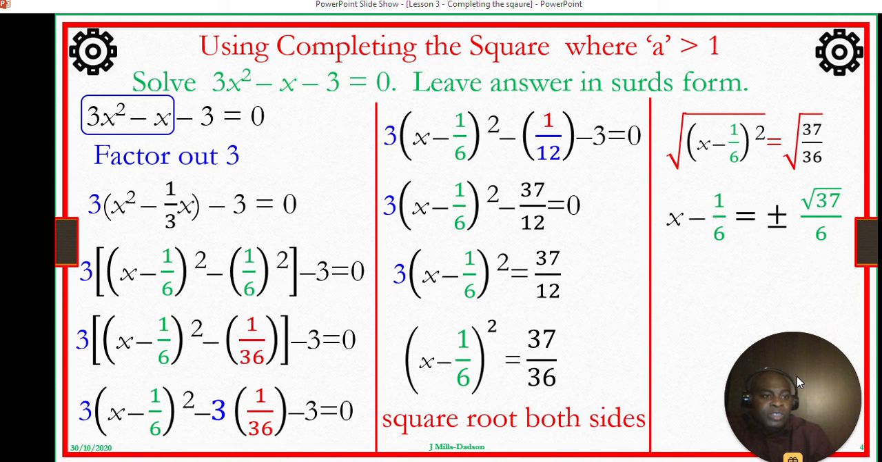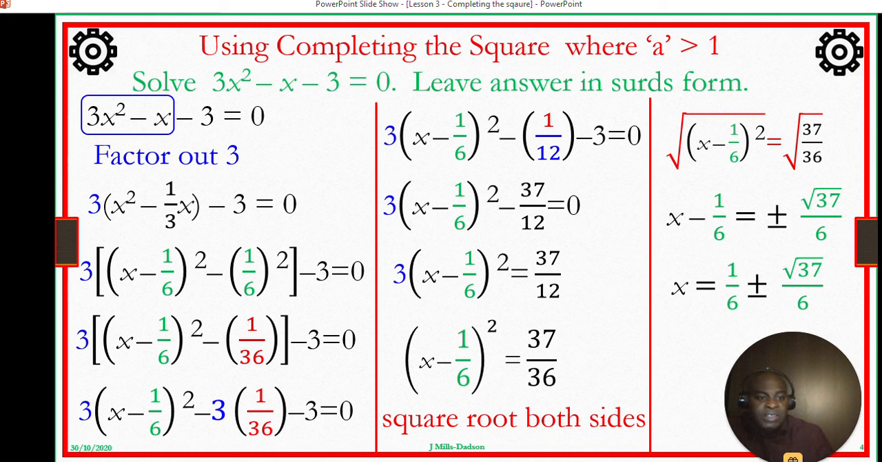Note, square root of 36 is 6, and you are not allowed to have a perfect square and the square root sign. That's why root 37 over 36 gives us positive or negative root 37 over 6. Now to work out x, we add 1/6 to both sides.